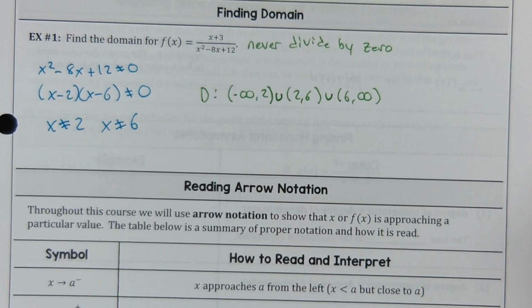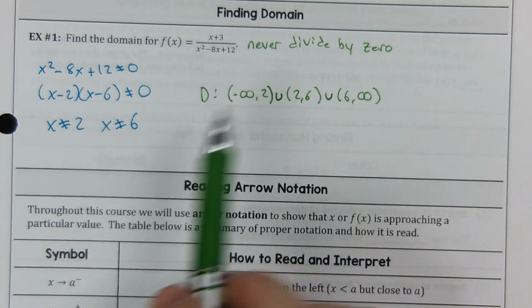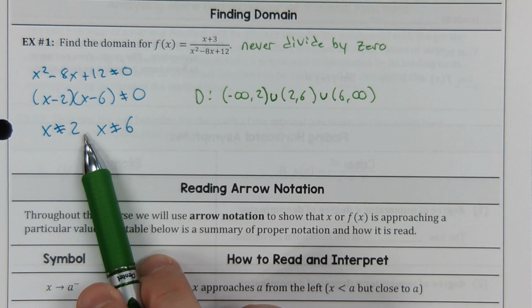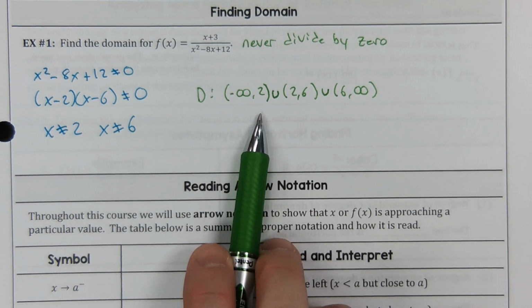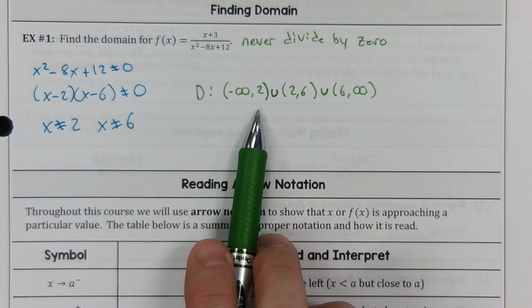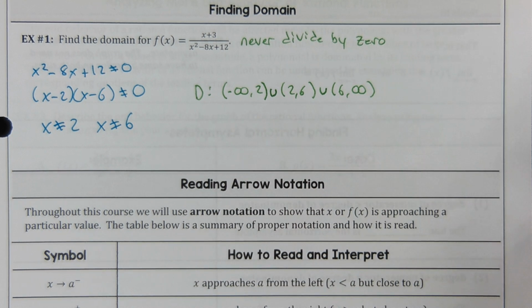There you have it. That is the domain of our function. This is showing us our domain restrictions. This is showing us what the domain is, the x's you are allowed to use. Everything except for 2 and 6. Cool with that idea? We Gucci here? Yeah? Okay.